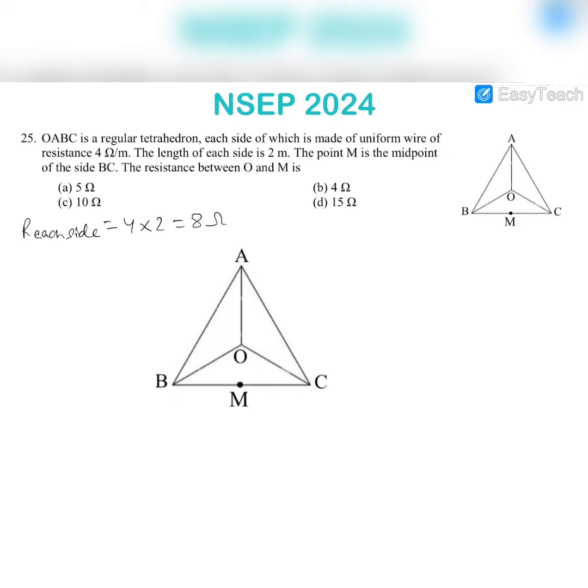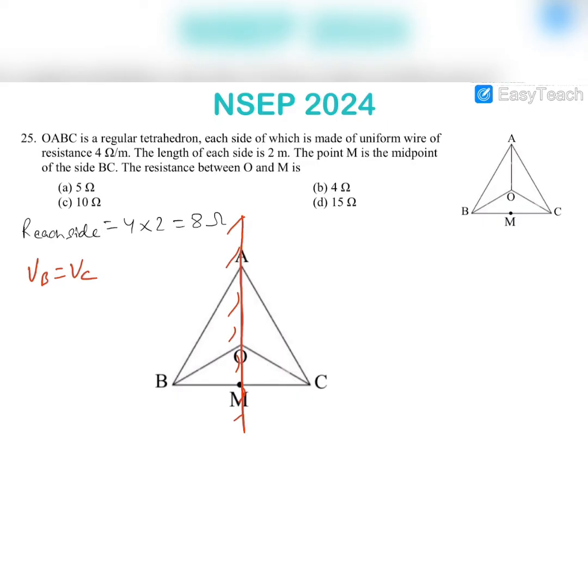Okay, and M is the midpoint of the side BC. We need the equivalent resistance between O and M. So let us assume that OBC is the equilateral base, and this is the apex point of the tetrahedron. If we draw a plane which is cutting this tetrahedron symmetrically, passing through O and M, you can see that the potential of B and the potential of C will be equal. VB will be equal to VC, which means that we can join these two, and let us join these two first of all.